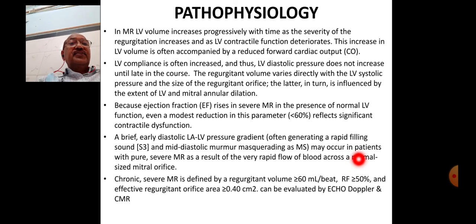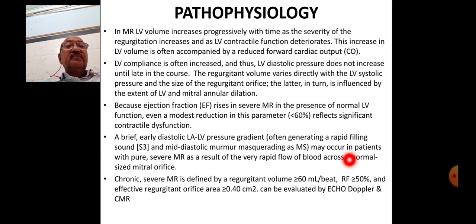Because ejection fraction rises in severe MR in the presence of normal LV function, even a modest reduction in ejection fraction reflects significant contractile dysfunction. A brief early diastolic LV-LA pressure gradient, often generating a rapid filling S3, and a mid-diastolic murmur masquerading as MS may occur in patients with pure severe MR as a result of very rapid flow of blood across a normal-sized mitral orifice.